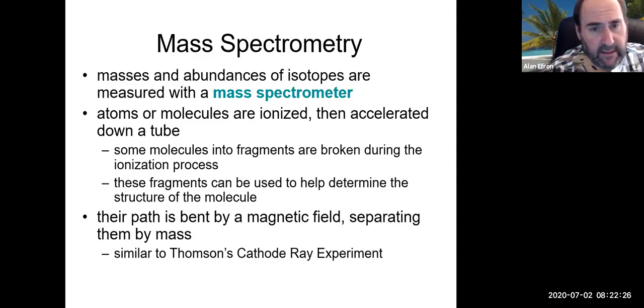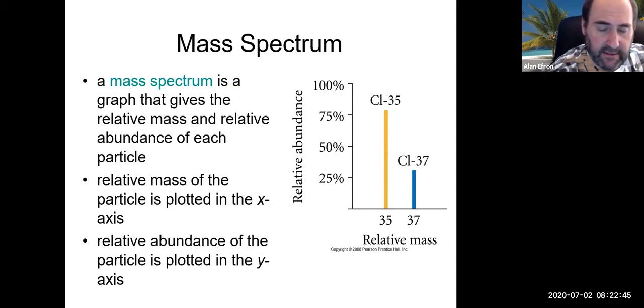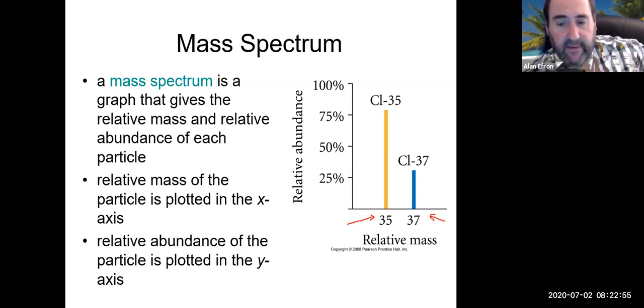Remember, a magnetic field or electrical field has an effect on charged particles and is able to make them bend towards a certain charge, positive or negative, or towards the north pole or the south pole of a magnet. And this is a common mass spec graph that comes out. As you can see, you get these peaks, and these peaks occur at different masses. So it's able to separate out these isotopes into different masses.